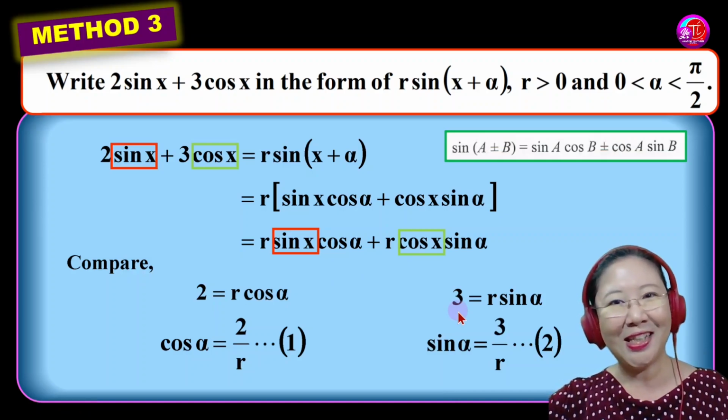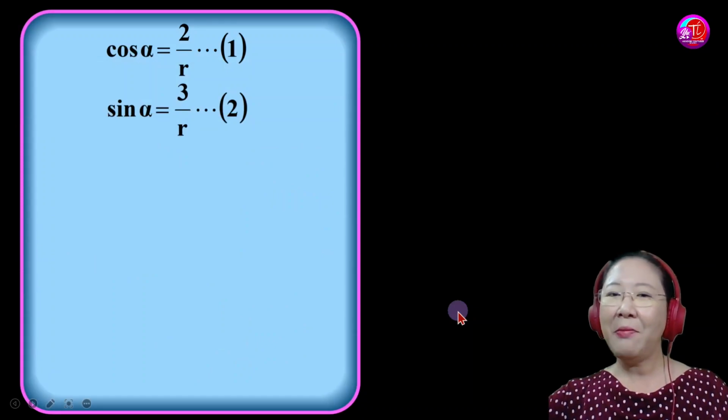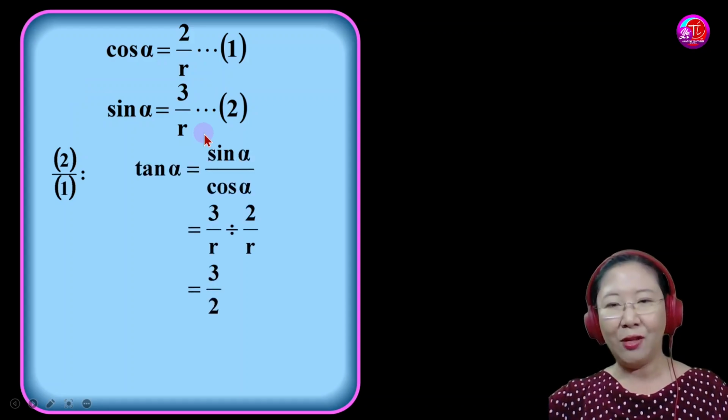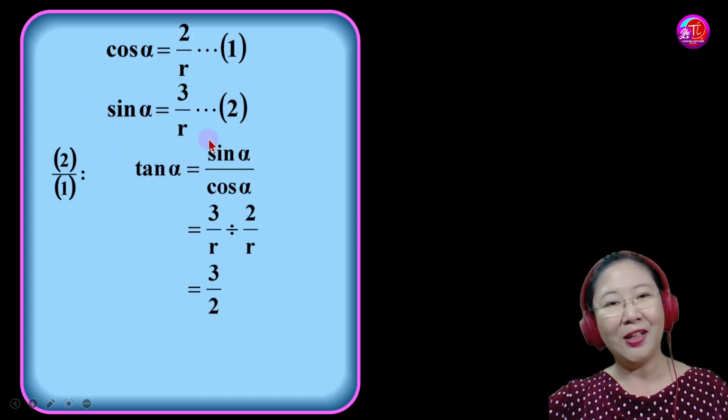Let's use this. In this method number 3, what I'm going to do is use this and prepare my tangent first. So tangent alpha is equal to sine alpha divided by cos alpha.